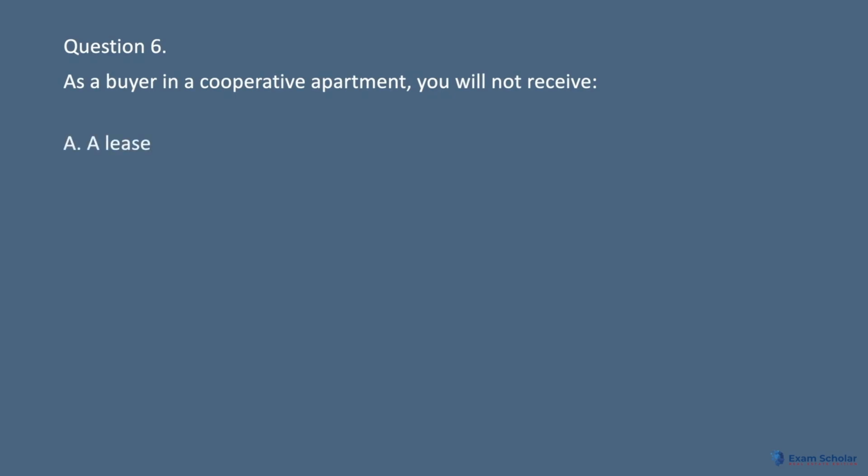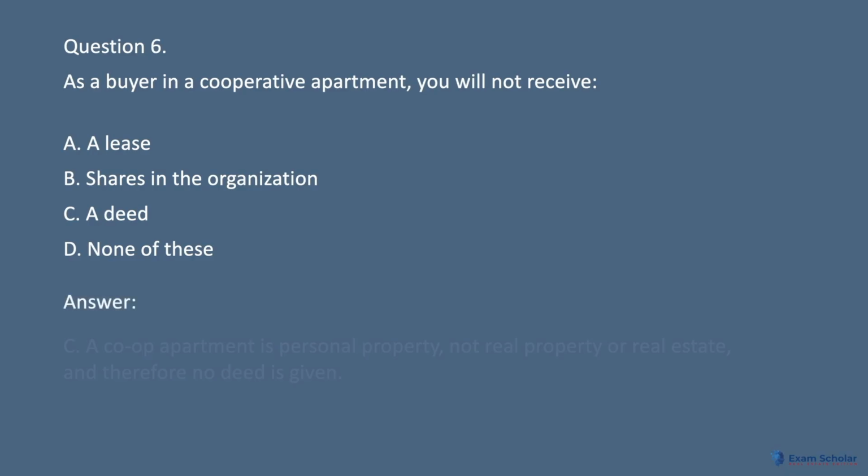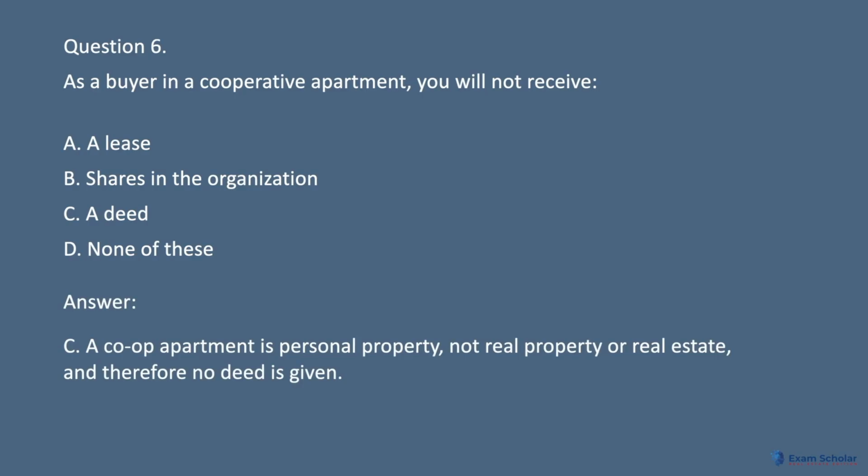Question 6. As a buyer in a cooperative apartment, you will not receive A. A lease. B. Shares in the organization. C. A deed. D. None of these. Answer. C. A co-op apartment is personal property, not real property or real estate, and therefore no deed is given.